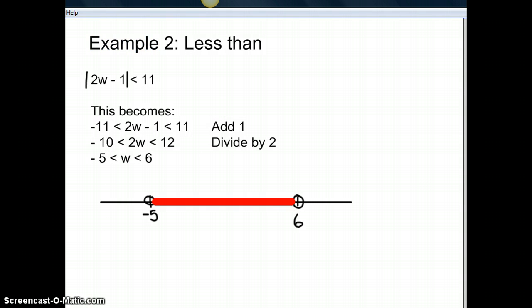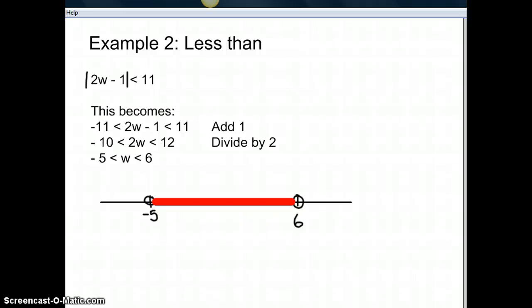Now in example 2, we're going to take a look at a less than absolute value inequality. So I have the absolute value of 2w minus 1 is less than 11. Because it's less than, right away you know it's going to be written as one compound inequality with that absolute value in the middle of two inequality signs. So this is actually going to become negative 11 is less than 2w minus 1, which is less than 11.